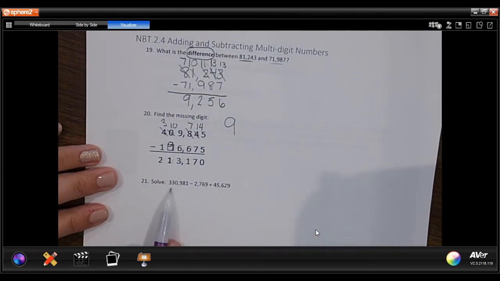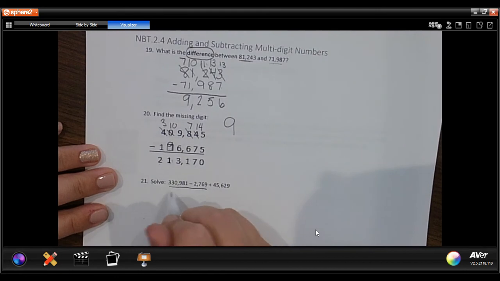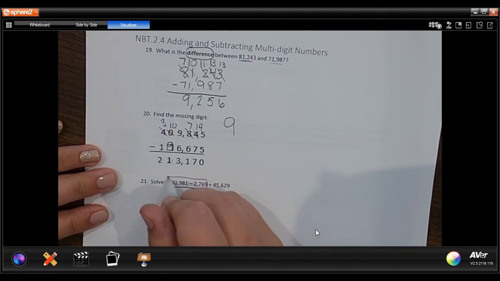Solve 30,981 minus 2,769 plus 45,629. So I'm going to do whatever problem I see first, that is on the left first, and then I'll move on to adding it. So first, I'm just going to work on this piece.